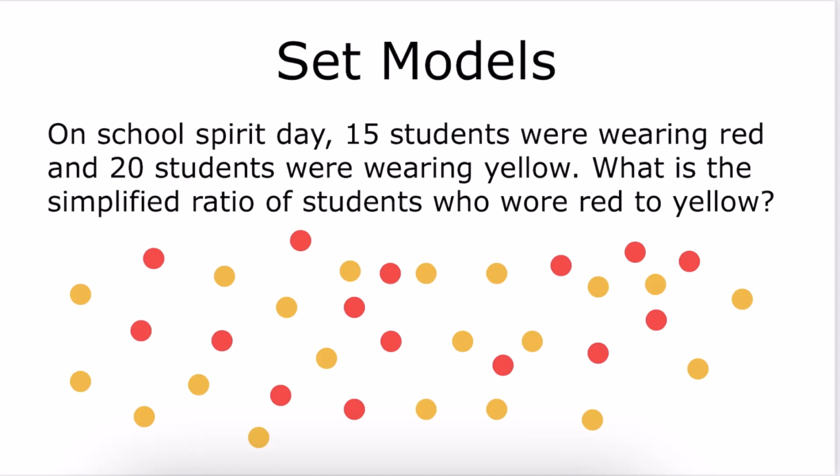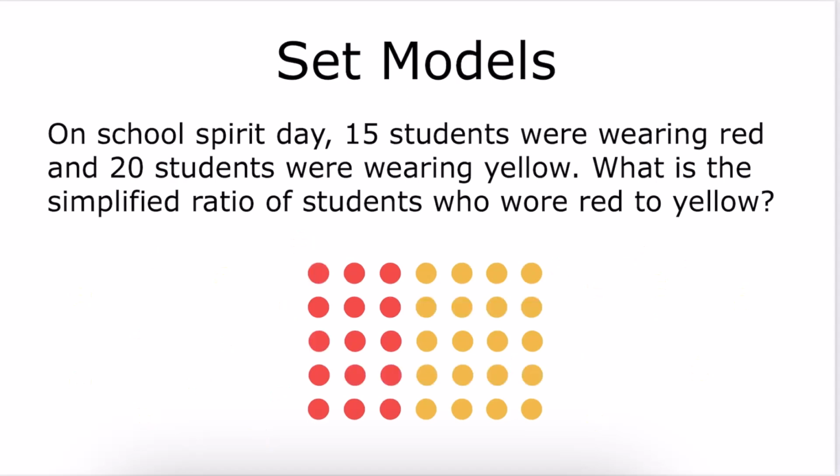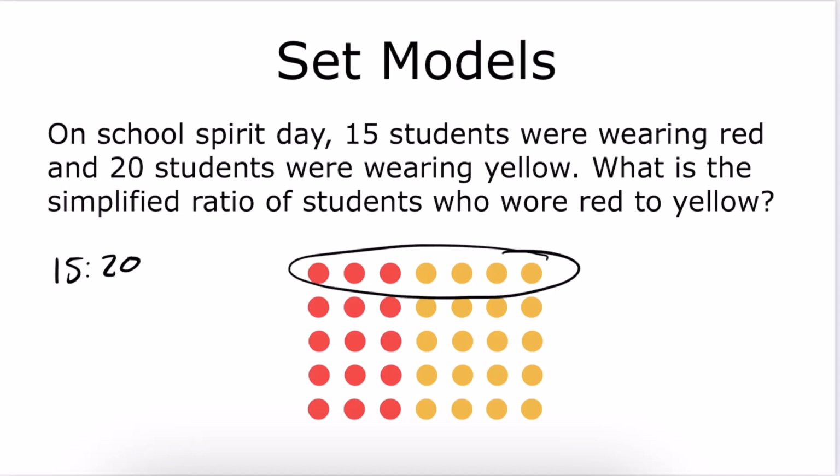And what we would want to do is see if we could arrange these in a way that we can have equal sized groups that have the same balance of red to yellow in them. So I've kind of already done this for us. And if you arrange all those red and yellow dots, it's possible to create an array that looks like this. And so you can say, okay, this array represents the ratio of having 15 students who are wearing red to 20 students who are wearing yellow. And the balance between students who are wearing red and wearing yellow should also be written as 3 to 4.